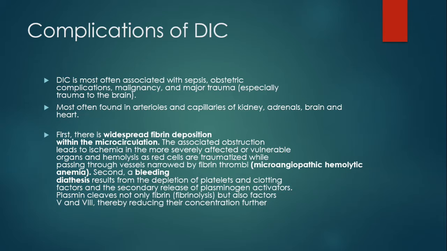So while red blood cells are passing through these capillaries that are narrowed by fibrin thrombi, they are traumatized. So we call it microangiopathic hemolytic anemia. Second, bleeding diathesis. What is this? This results from depletion of platelets and clotting factors, and the secondary release of plasminogen activator.